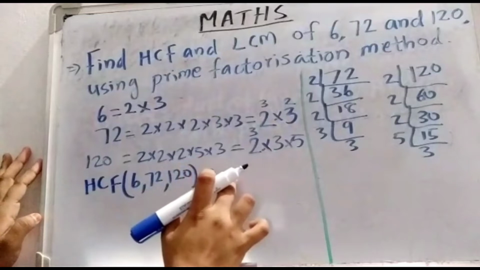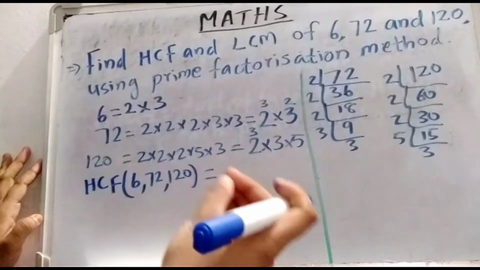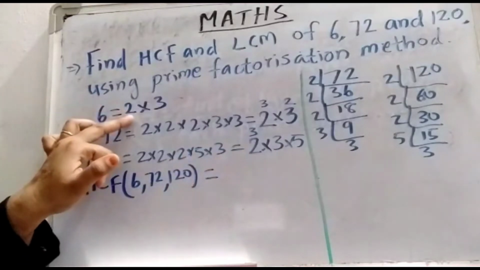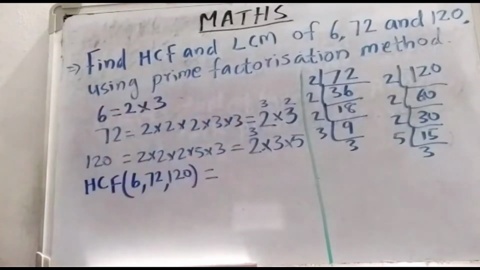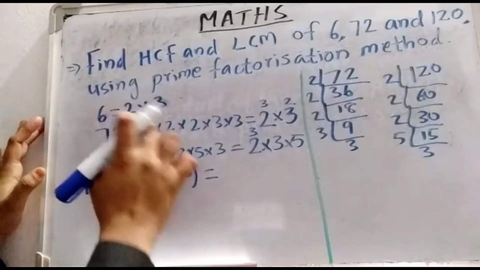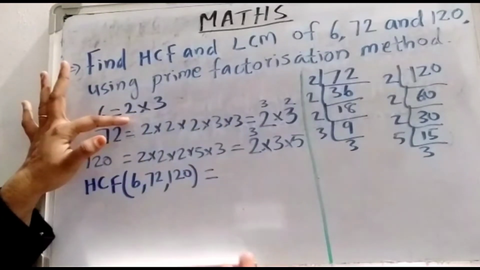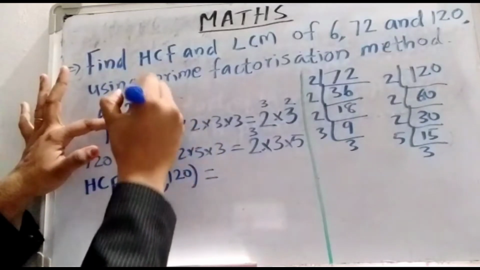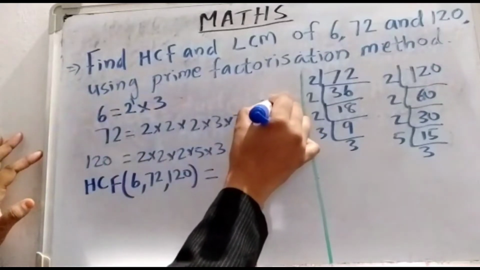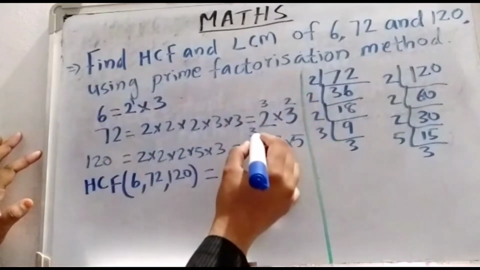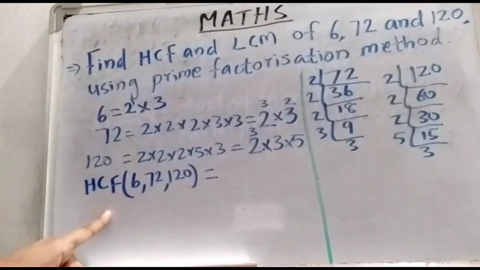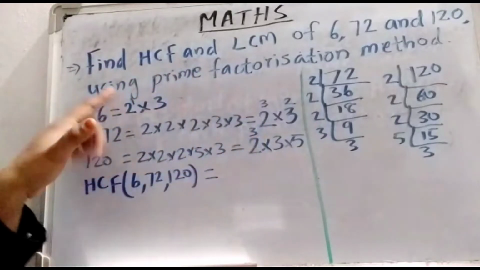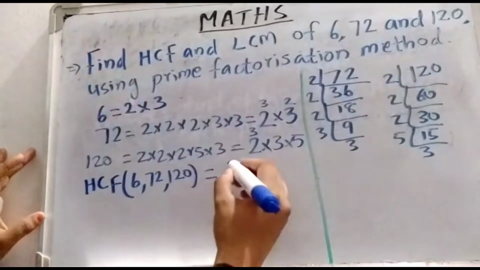Then the product of the smallest power of each common prime factor. So 2 and 3 are the common prime factors. Next we need to select the smallest power of each. Here 2 into 3, that is 2 raised to 1. Here 2 cube, so power is 3, here also 2 cube. To find HCF, select the smallest power. Here 2 cube, here 2 cube, here 2 raised to 1. So select 2 raised to 1.